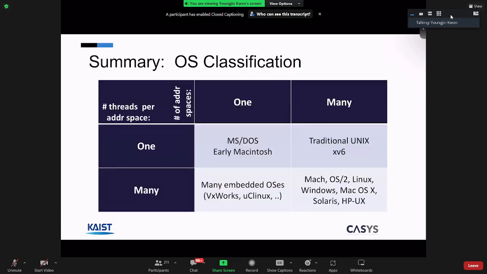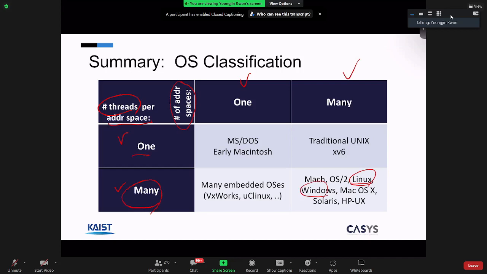All right. So this is a kind of classification of operating systems. Within a single address space, is it possible to have only one thread or multiple threads? And is it possible to have multiple address spaces, meaning one process only or multiple processes? Clearly, in Linux, within a single address space multiple threads are executed, and multiple address spaces are also possible. So Linux and Windows are many-to-many systems.